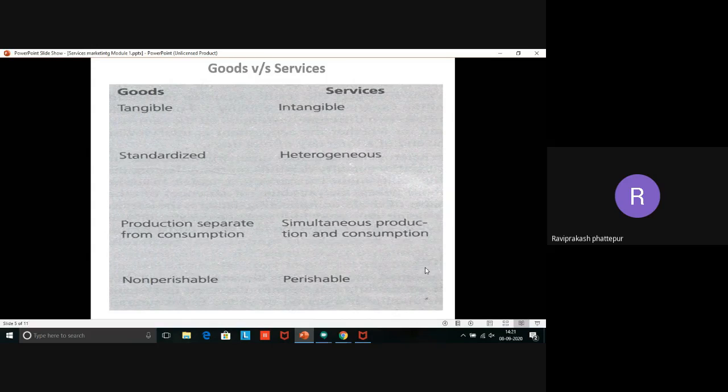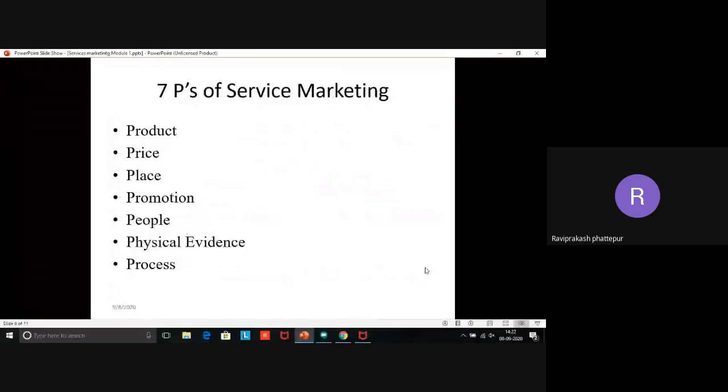Then goods are non-perishable. That means you can have an expiry for it. Till then it is valid, or you can feel, touch, and it can be used in the particular manner it is being produced for. Next is services. It is perishable. That means it has a certain duration only, and you cannot store it in a particular place or you cannot return it back. Okay, that is perishable.